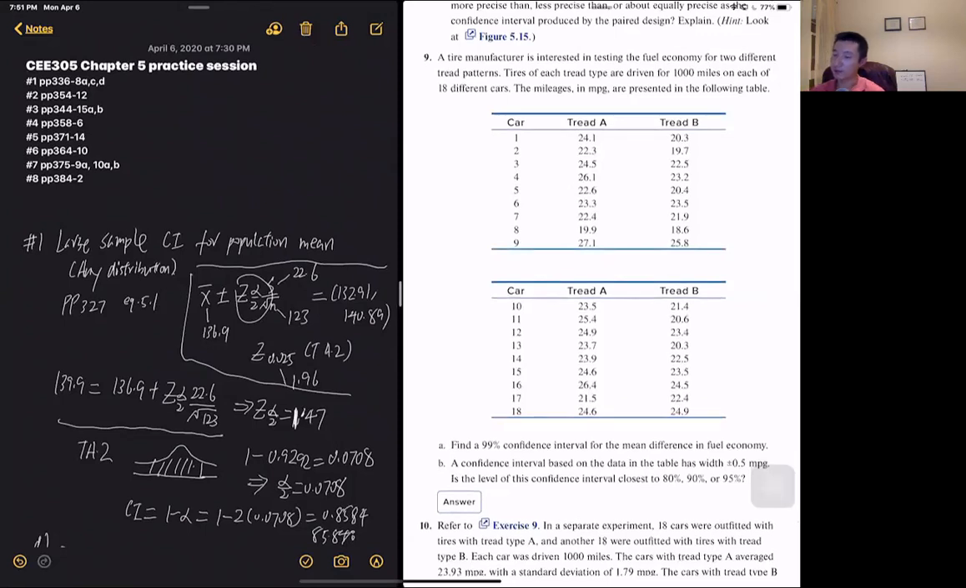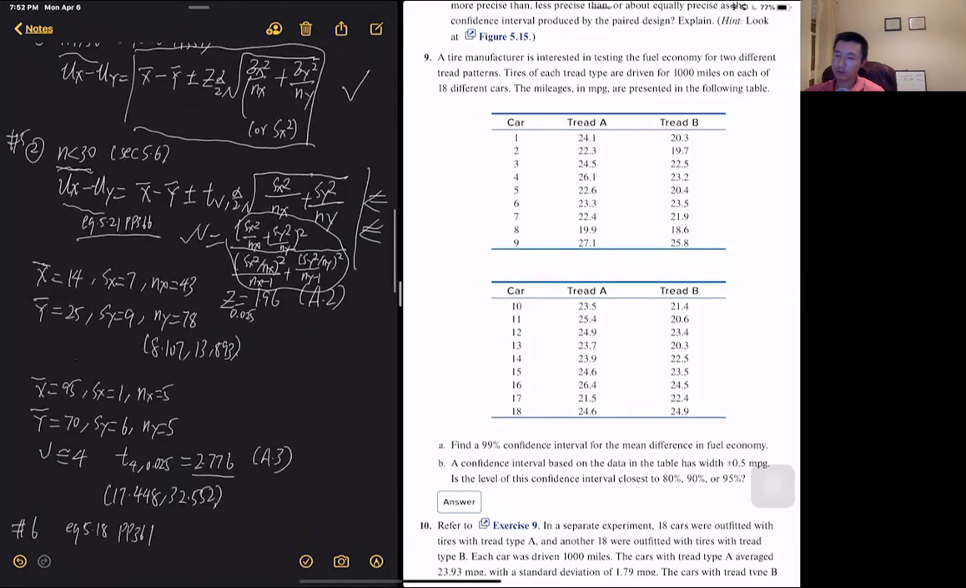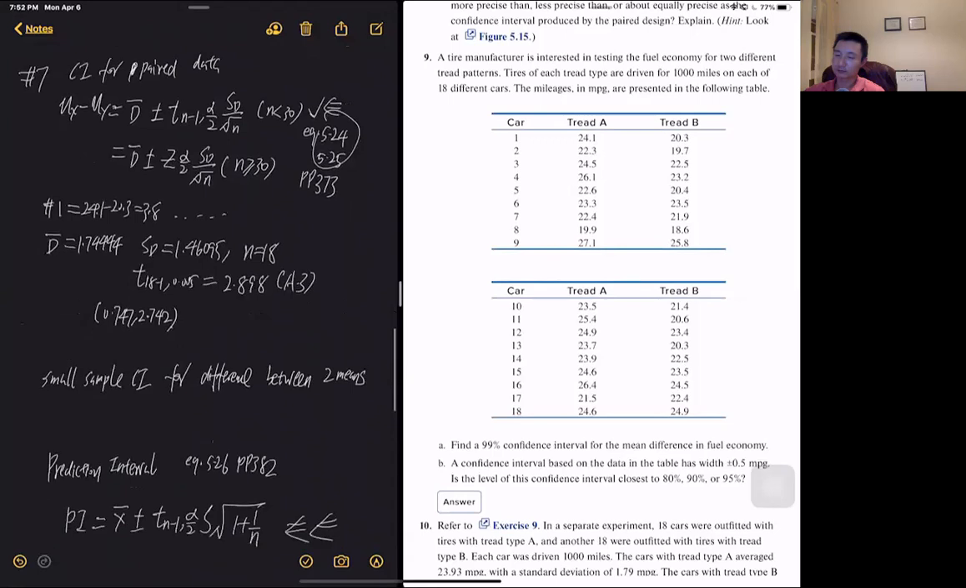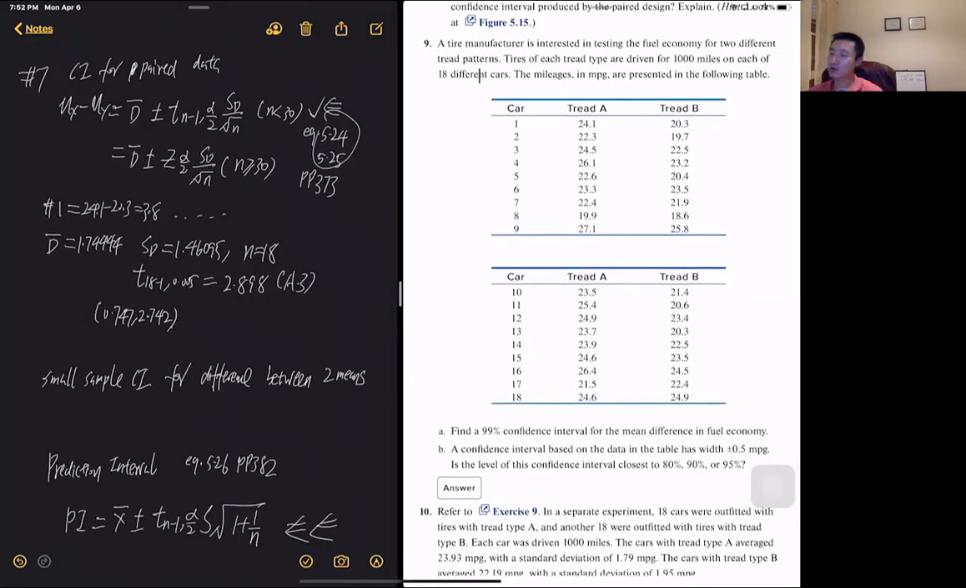And question number 10. Okay, so 9A and 10A and B. All right. So a tire manufacturer is interested in testing the fuel economy for two different tire tread patterns.